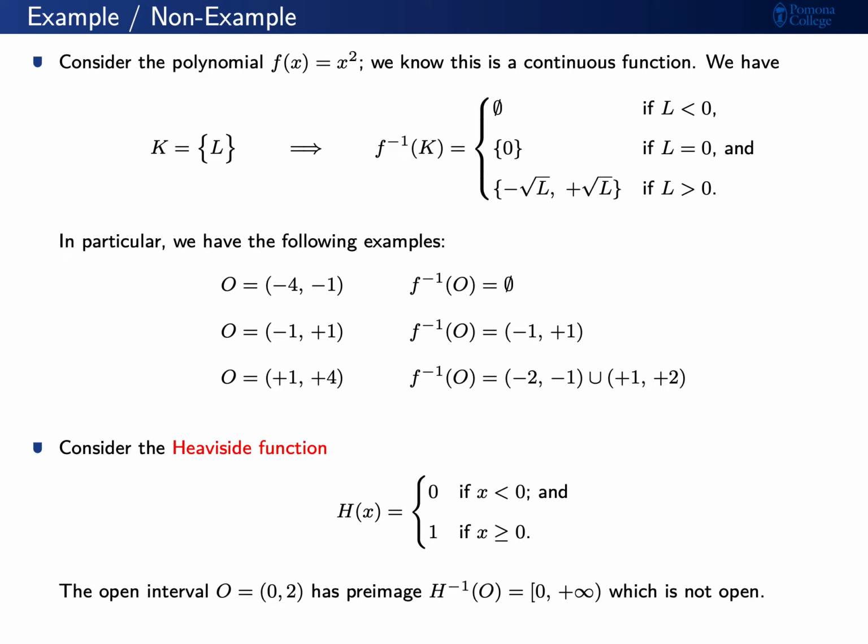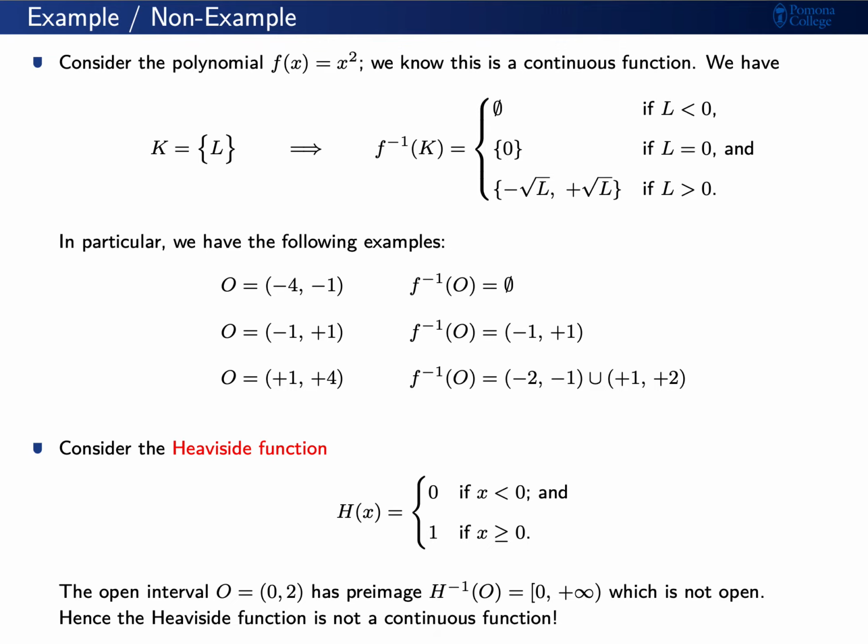Indeed, if x is greater than or equal to 0, then h of x is 1, and 1 is an element of the open interval from 0 to 2. In particular, the inverse image of this open interval is not an open set, so we see that the Heaviside function is not a continuous function.